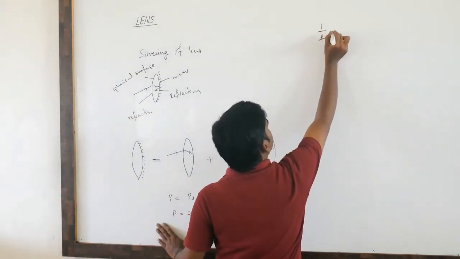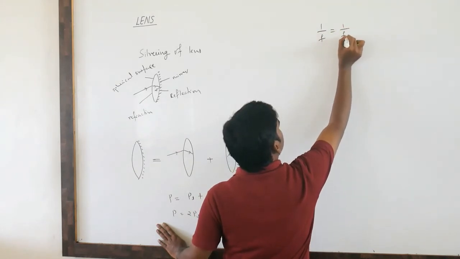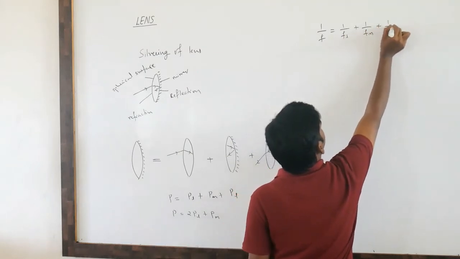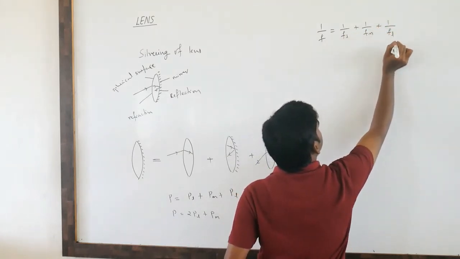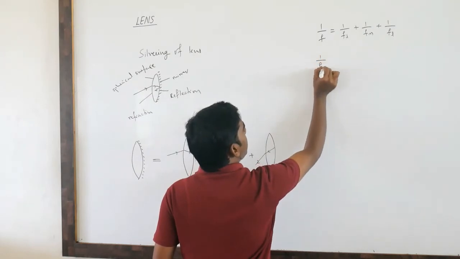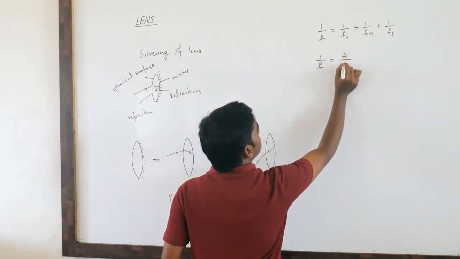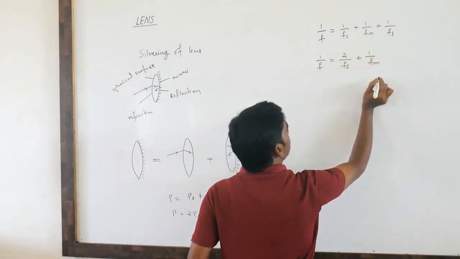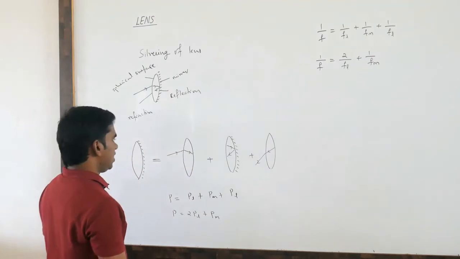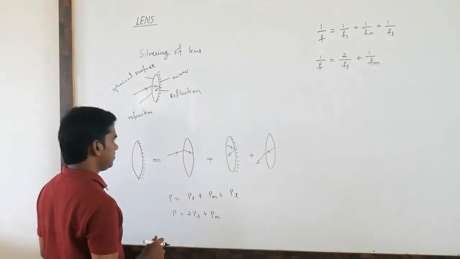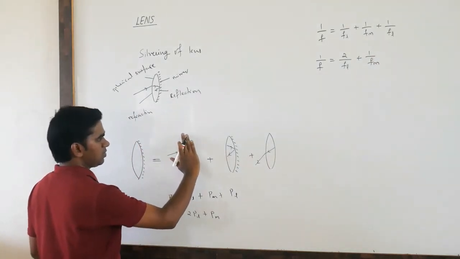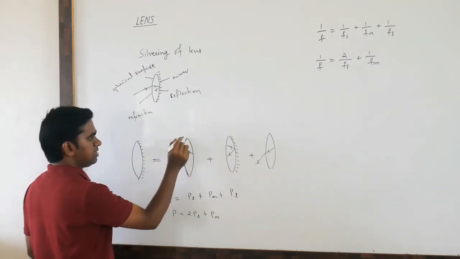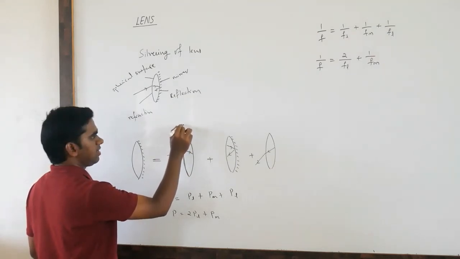So 1 by f equals 1 by focal length of lens plus 1 by focal length of mirror plus 1 by focal length of lens again. Okay. So that is 1 by f equals 2 times 1 by focal length of lens plus 1 by focal length of mirror. Now if you look at the focal length of lens, we are not going to take the total lens. Refraction is taking place only at this surface. That means it is acting like a spherical refracting surface.